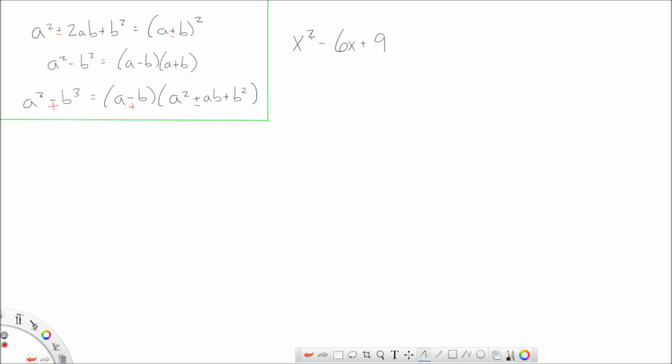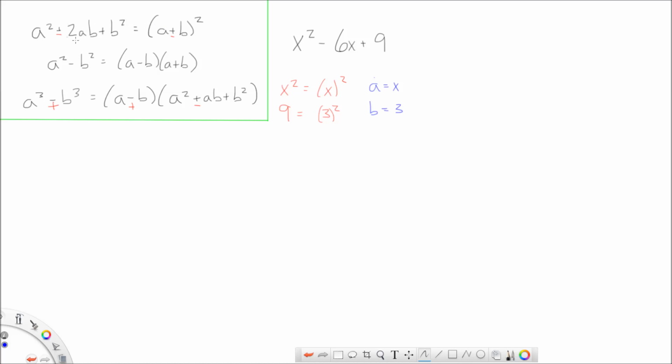So is x squared a perfect square? Yes, because x squared equals x squared. And the last term, 9, is 9 a perfect square? Yes, because 9 equals 3 squared. So we're starting and finishing with a perfect square. This part and that part check off. We have an a squared and a b squared. So now we know our a has to be x, because that's the thing we square to get x squared, and our b has to be 3, because that's the thing we square to get 9. Then we know that a equals x and b equals 3.